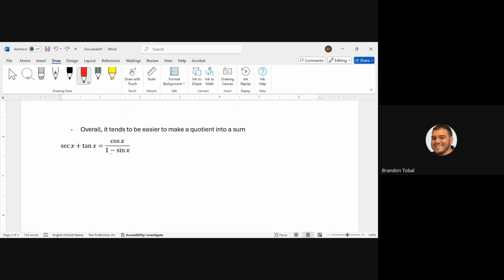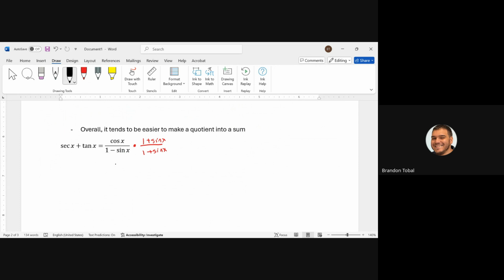Okay. So in this scenario on the right side, I have 1 minus sine x. It's so close to being something useful. If it was 1 minus sine squared x, I could convert that. So why don't I do that and make it that? So I'm going to multiply both sides, or top and bottom, by 1 plus sine x. There's a purpose for this, right?